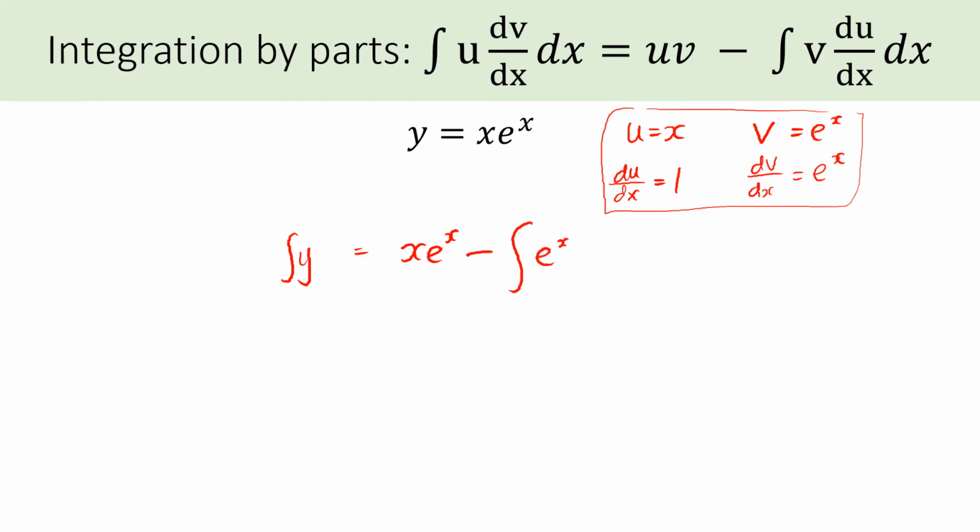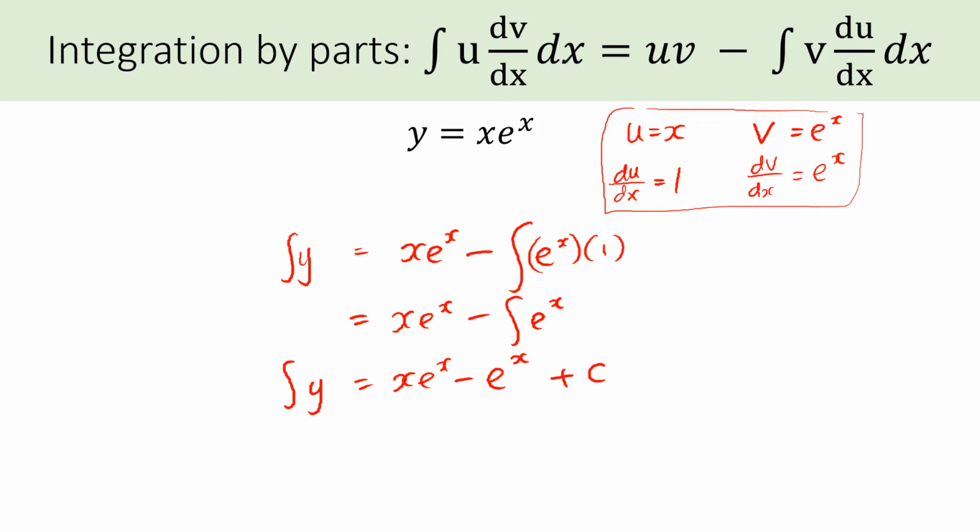So v is e to the x and du is 1. Now if we tidy that up a little bit, we wouldn't write e to the x times 1, we'd just write e to the x. And then what we've got to do to finish this off is integrate again. We've got to integrate that e to the x. So we'll have x e to the x, take away, well, the integral of e to the x is e to the x, which is helpful. It's an indefinite integral, so we should put a plus c on at the end of all this. And that's it. That's our integration by parts used. x e to the x goes to x e to the x minus e to the x plus c as an integral.